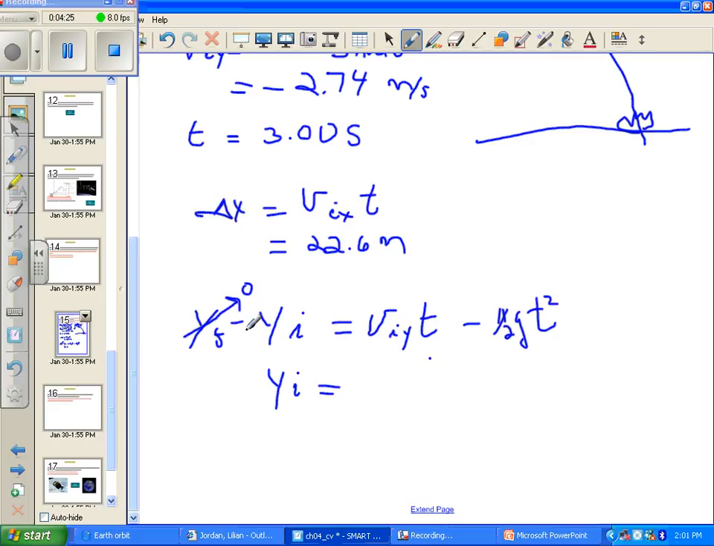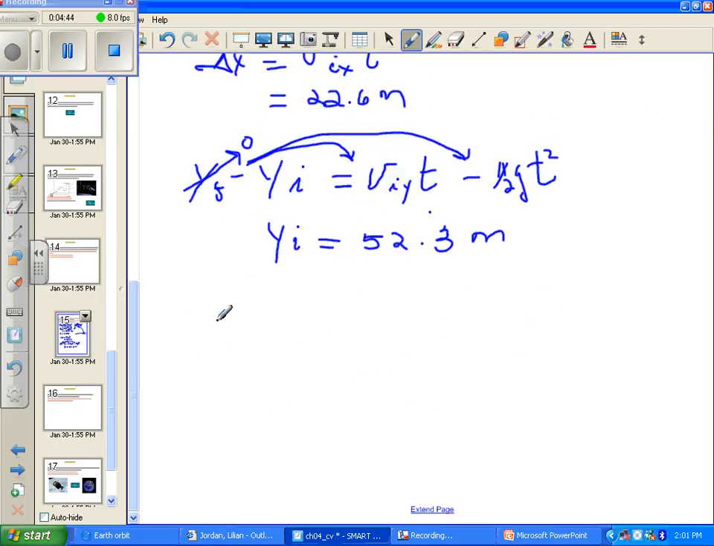And of course, notice there's a negative sign here, which we will have to then transfer to the terms on the right-hand side. That gives us an initial position of 52.3 meters above the ground. So the starting position of this ball was 52.3 meters. The time of flight was 3 seconds before striking the ground.